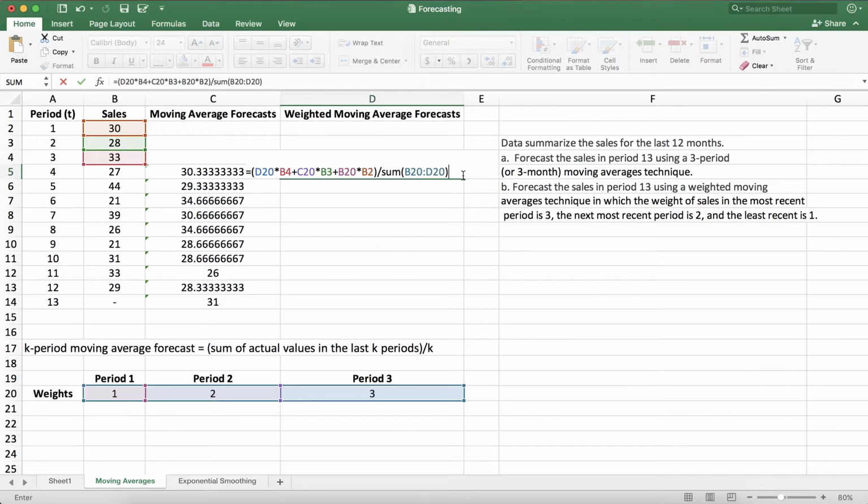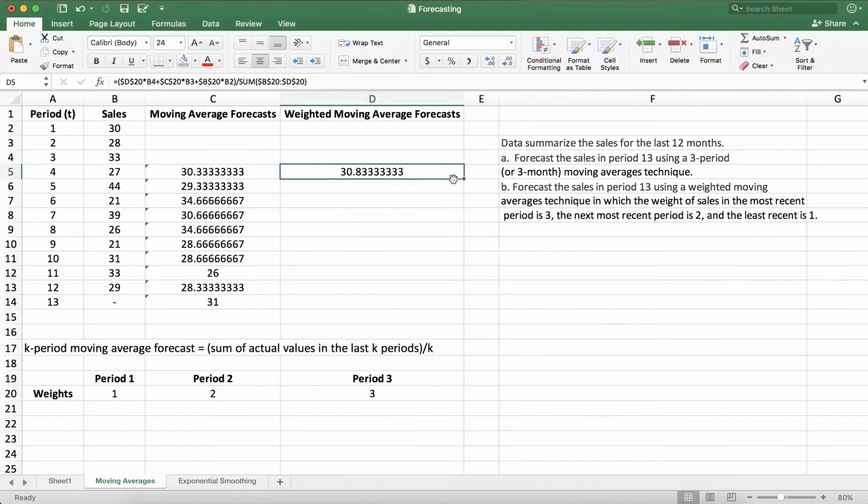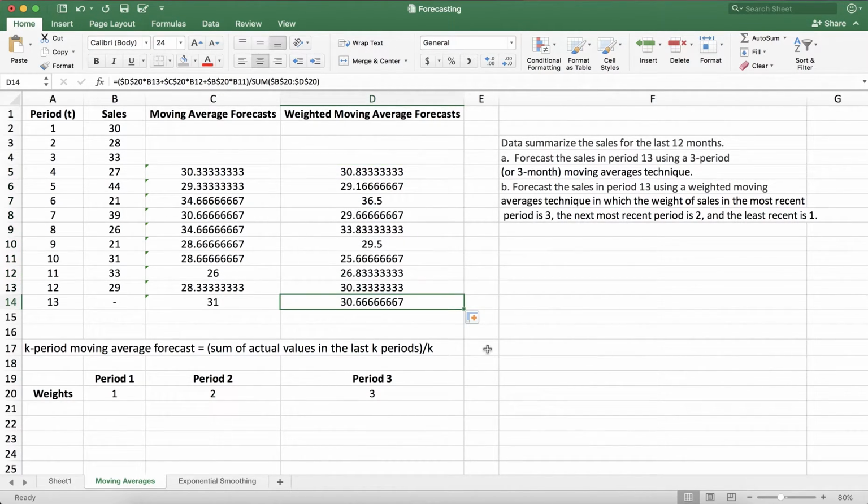Okay, so here's a trick. I don't want to do this over and over again for the upcoming time periods. What I'm going to do is, since these weights will show up in all of the upcoming time periods, I'm going to put dollar signs around D20, C20, and B20 in the numerator, as well as the denominator, because again, they will show up in all of the upcoming calculations. And to save time, I'm going to put dollar signs and calculate the first one, and all I need to do next is to drag this function all the way down to period 13, and I have my forecast for period 13, which is 30.67. Okay, so the answer to that question is 30.67.